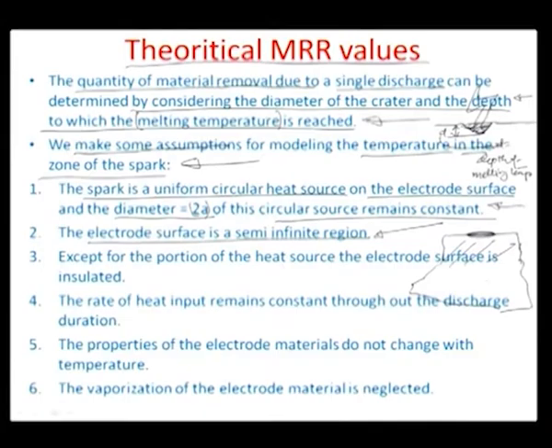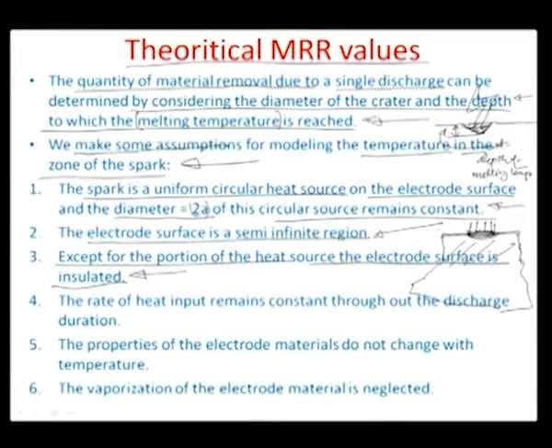So it can be treated as a part of the semi-infinite surface, and we also assume that except for the portion of the heat source, the electrode surface is insulated from all sides. So the only heat transfer which is going to take place is across this spot, and everything else is totally heat insulated. So there is no heat transfer which takes place away from the spot. These are some things which, for simplification of the model, you have to assume.